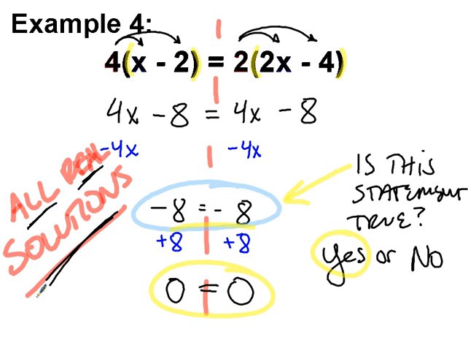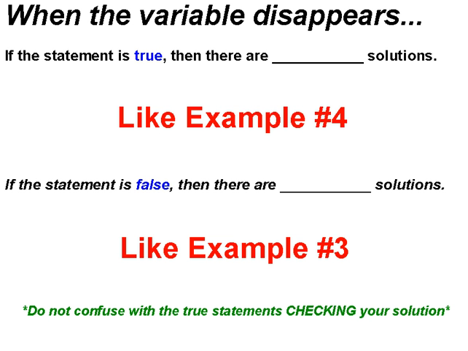All right, so let's write 2 quick rules with this. The really important thing is you catch this heading: when the variable disappears. When the variable disappears, one of 2 cases will happen. Either it'll be a true statement or it'll be a false statement. If it's a true statement, like example 4 we just talked about, there are all real solutions. That means any number you put in there, so I can't be specific. I have to just say all of them.